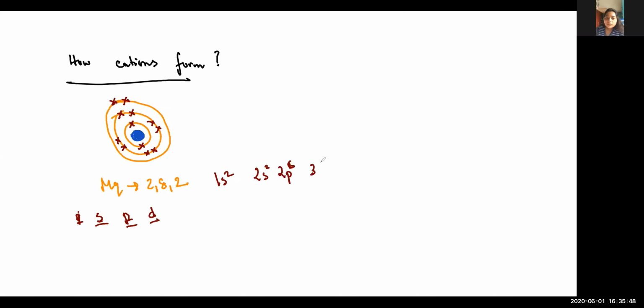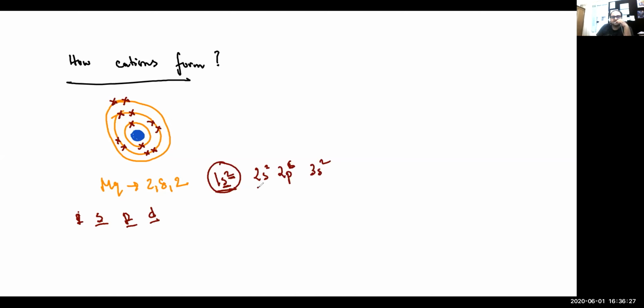3s2, very good. So your first shell can hold a maximum of 2 electrons, so it's 1s2. The first shell has one subshell, which is the S subshell, and the S subshell can hold up to 2 electrons. So that is the reason the first shell can hold up to 2 electrons.